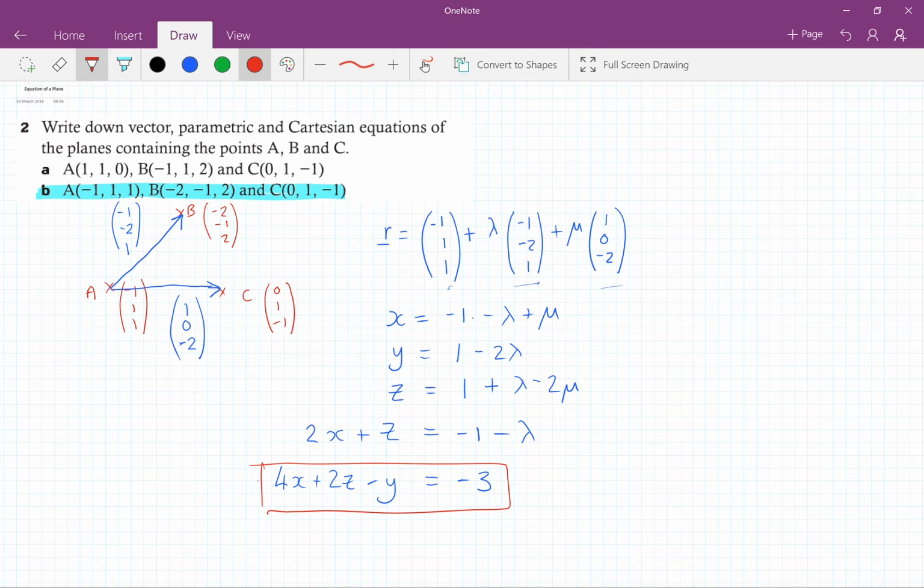And if you go to any of the points, for example, point B, we'll look at the position vector O to B, and that is (-2, -1, 2). If we put those numbers in, we'll get 4 times -2 plus 2 times 2, take away the y, which is -1. That's -8 plus 4, so that's -4, plus 1, so it's -3, which works.